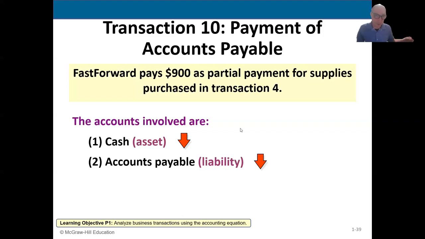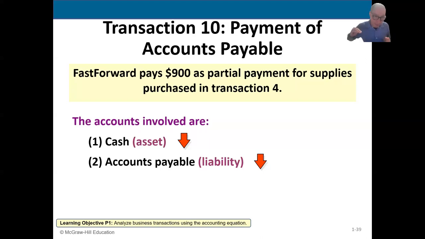10th transaction. We paid $900 as a partial payment for supplies that we purchased earlier on. Okay, we didn't pay the whole balance to our vendor. We gave them some cash. It's okay. That's normal. So we give you a little bit, now I'll give you the rest later. So we lower our cash because we're paying cash for money that we owed someone else, which means we need to lower our accounts payable. You see, accounts receivable and accounts payable, we call contra flow accounts. They go up and they go down depending on the activity, right?